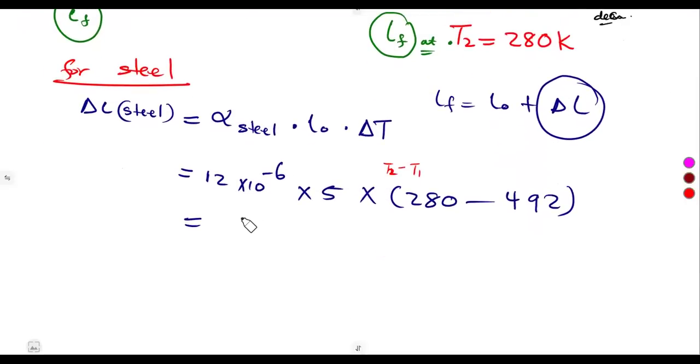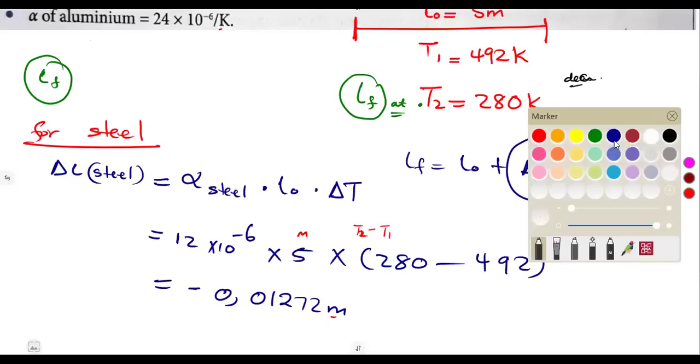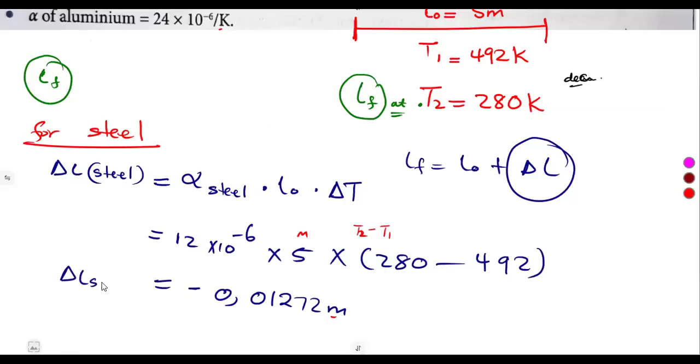So it was going to give us a negative. The negative that we are seeing is to show us that there's a decrease, and as I was explaining, guys, the temperature decreased there. That's why you get a negative on your answer, and it was going to give us negative 0.01272, something like that, in meters. Since we used the original length here in meters, the change in length will also be in what? In meters. So we obtained the change in length for what?